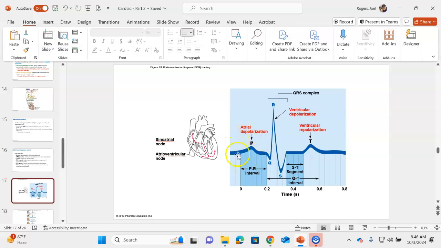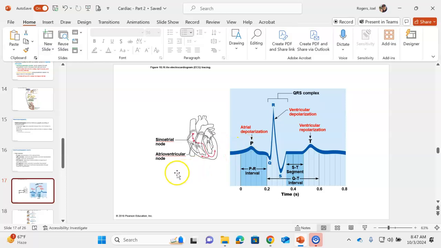So your typical tracings are right here, and it's all based on time. So how rapidly or how slowly is the depolarizing wave passing through the myocardium? We have the P wave, we have the QRS complex, right here in the middle, this big guy right in the middle. And then we have the T wave right here on the right side of the complex. Now, they all represent something different. The P wave represents atrial depolarization. The QRS complex, ventricular depolarization. And then the T wave, ventricular repolarization.